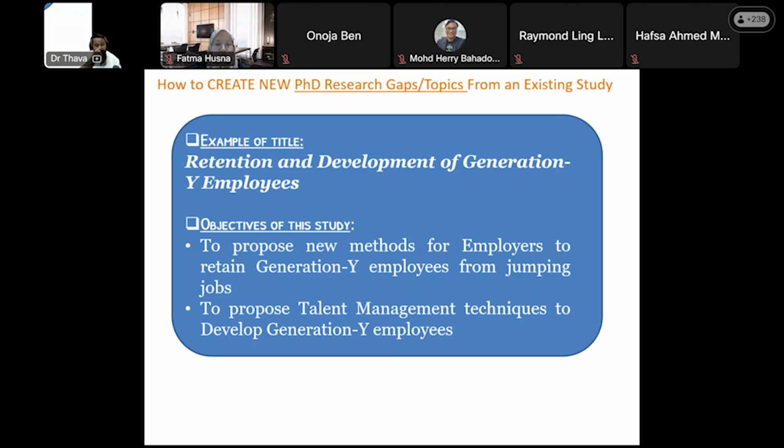Okay. So now coming into creating PhD research gap topics from an existing study. This is an interesting part to go through today. So the topic is retention and development of Generation Y employees. Just a random topic, very easy to understand, so that it'll be easily understandable for everyone, because we have students from various countries and various specializations.